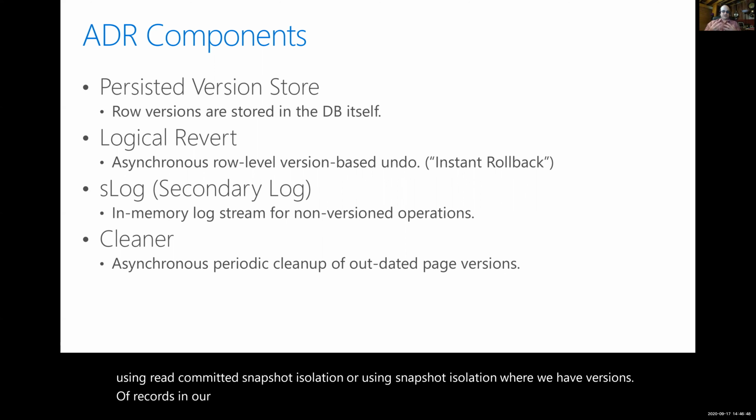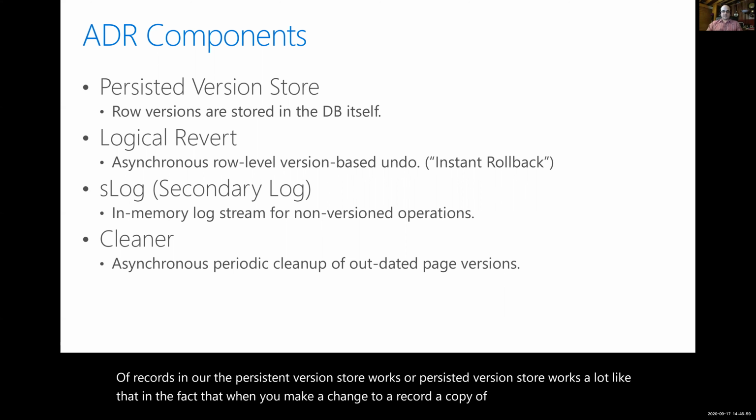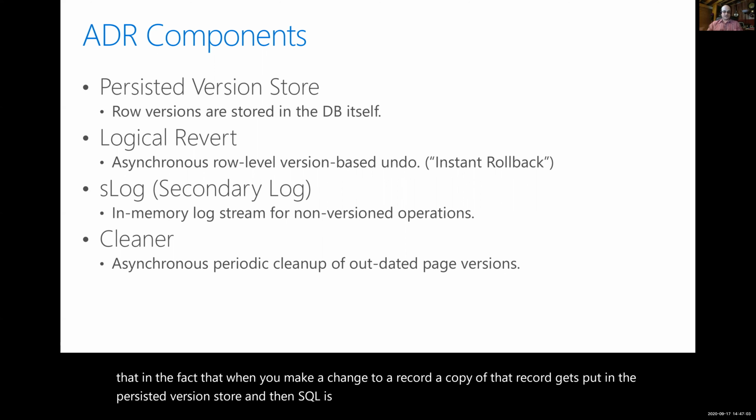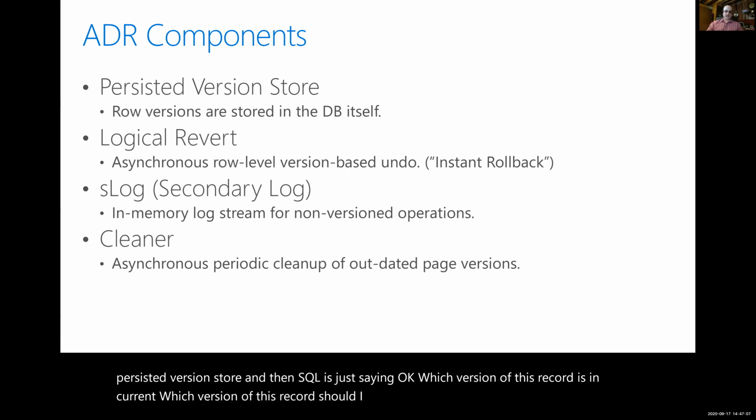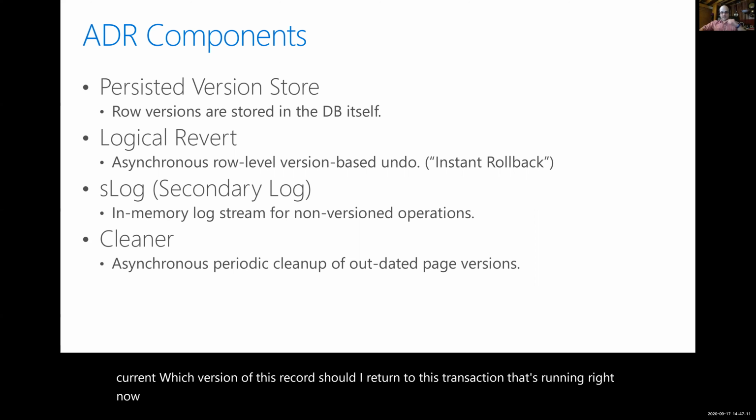The persisted version store works a lot like that, in that when you make a change to a record, a copy of that record gets put in the persisted version store, and SQL Server is just deciding which version of this record is current. Which version should I return to the transaction that's running right now? It can read it out of the base table, right out of the existing data file, or out of the persisted version store.